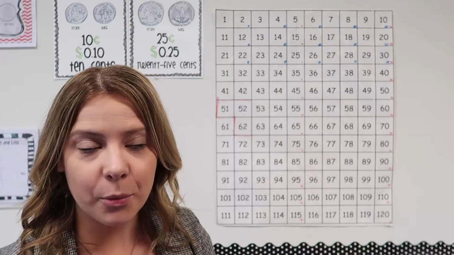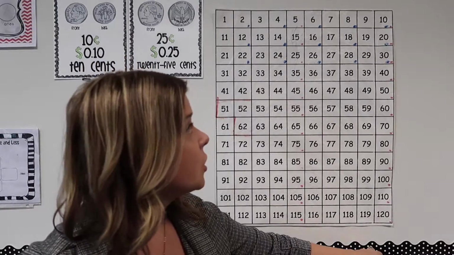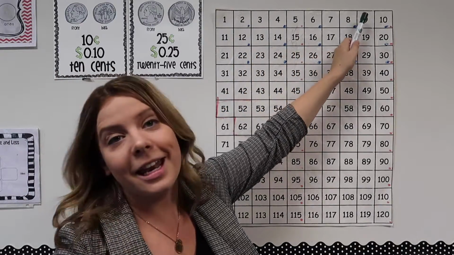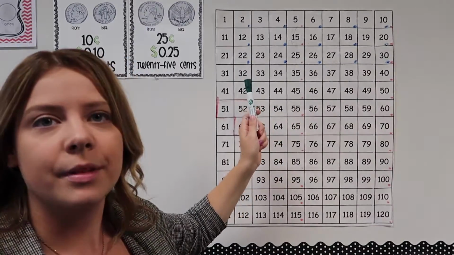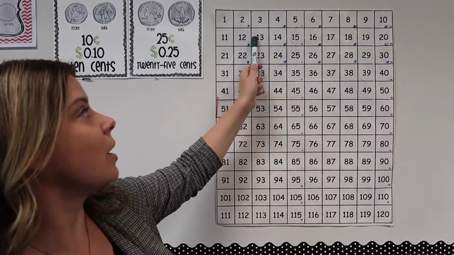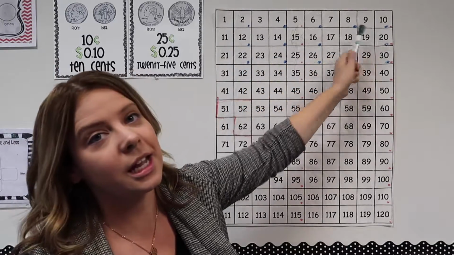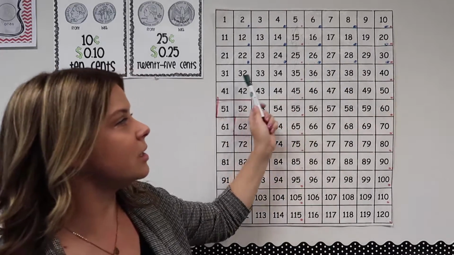Today we're going to talk about the 120 chart and some different ways we can use it to help us with counting. So we're going to look over here at the 120 chart. When we count by ones, we know how to do that. We go 1, 2, 3, 4, 5, 6, 7, 8, 9, 10, and then when we get to 10, it goes over here to 11, 12, 13, 14, 15, 16, 17, 18, 19, 20, and then it goes back like that. So we just keep counting by ones all the way back.